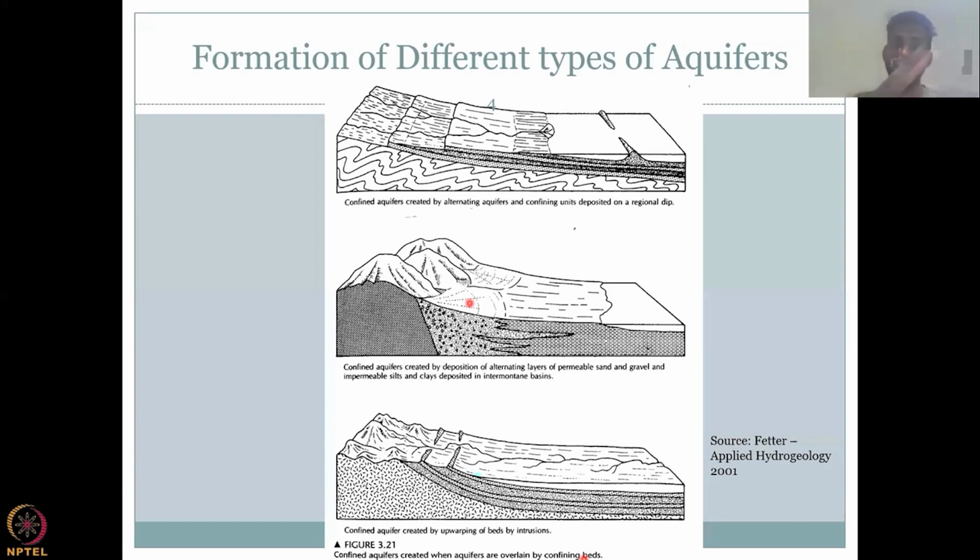Moving on, you have confined aquifers created by upwrapping of beds by intrusion. You have your sea intrusion. Okay, so this is your land, and you have sea and land intrusion, and because of that, there is some overlay or over wrapping of soil surface. And suppose you have water here and the soil surface comes on top, then it is confining. So all these are processes where you have a confined unit declared.